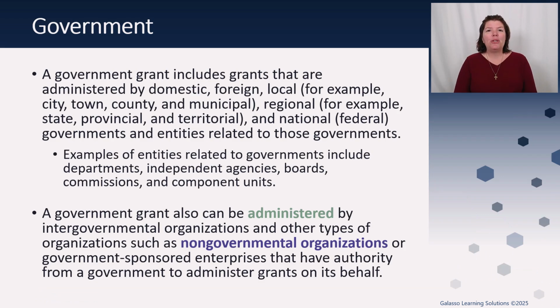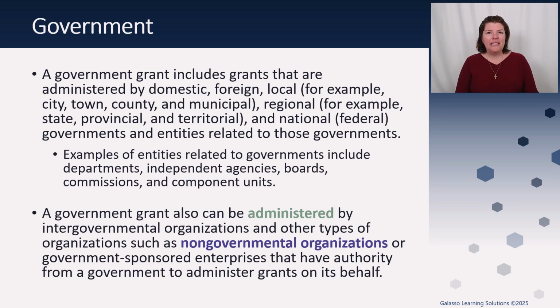So what do we mean when we use the word government? Again, this also had to be clarified because if you think about governments overseas, they don't always look and feel the same as ours. And so a government grant includes grants that are administered by domestic, foreign, local, city, town, county, municipal, regional, state, provincial, and territorial, and then national or federal government and entities related to those governments. So it's a pretty broad understanding of the definition of what is a government. And it talks about the fact that it includes departments and agencies and boards and commissions.